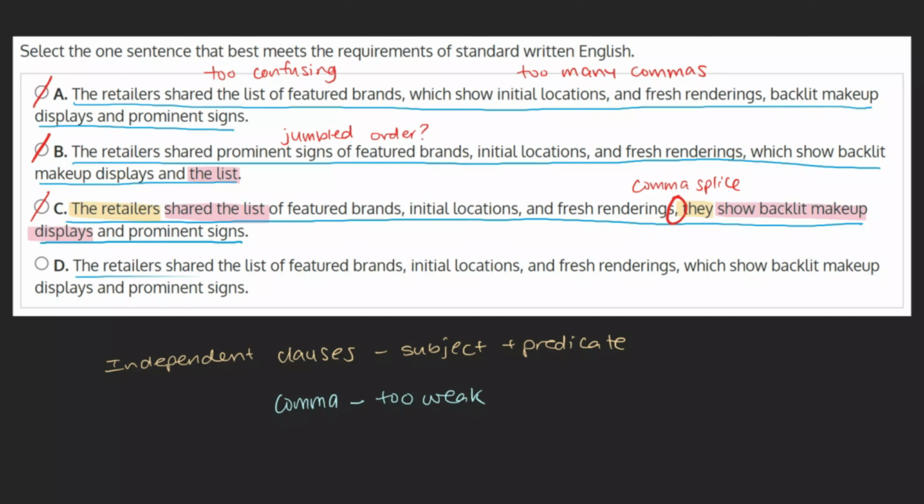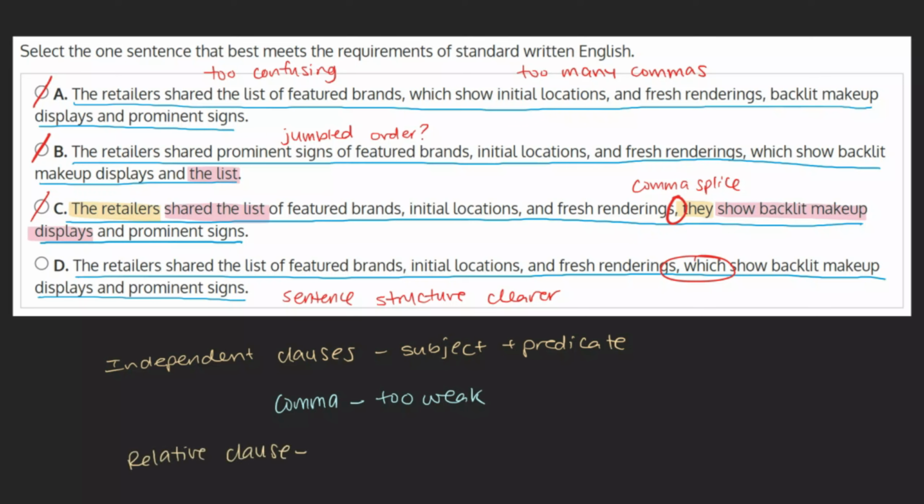And D. The retailers shared the list of featured brands, initial locations, and fresh renderings, which show backlit makeup displays and prominent signs. Again, our sentence structure is clear now, and it's easy to see what is being described and how it's being described. In addition, this choice solves the problem of the comma splice by adding the relative pronoun which, which now introduces a relative clause. That is, a clause that expounds and clarifies the previous clause.